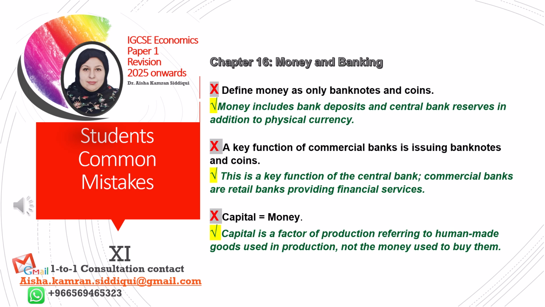Third, students think that capital equals money, that is, capital means money, which is incorrect. The correct understanding is that capital is a factor of production, referring to human-made goods used in production, not the money used to buy them.